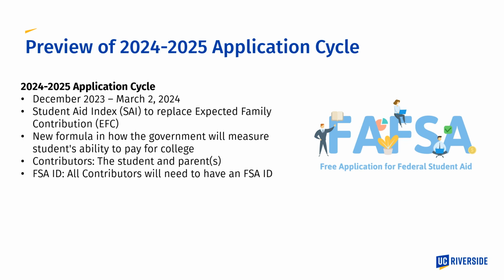Previously, parents who did not have an SSN could not apply for an FSA ID. This will change for the 2024-2025 application cycle. So international and undocumented parent contributors will be able to sign the application electronically.